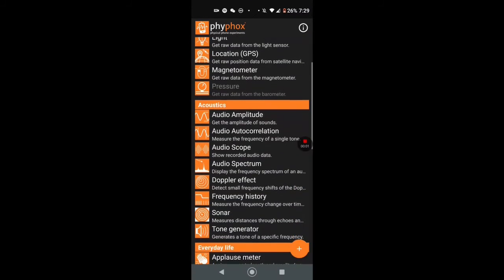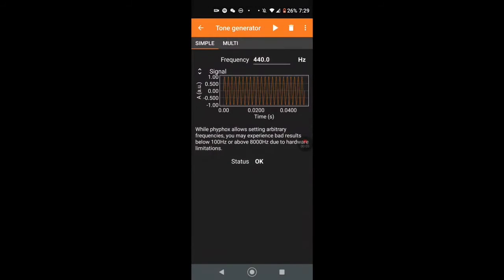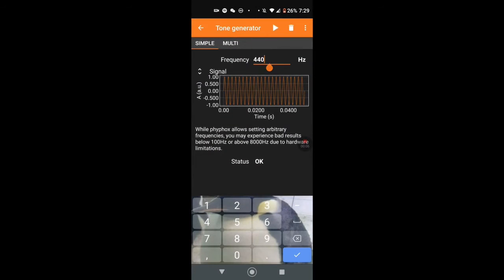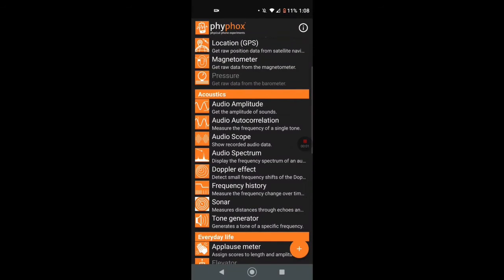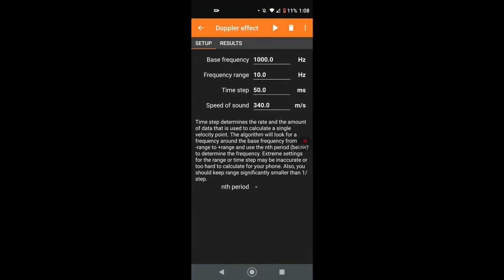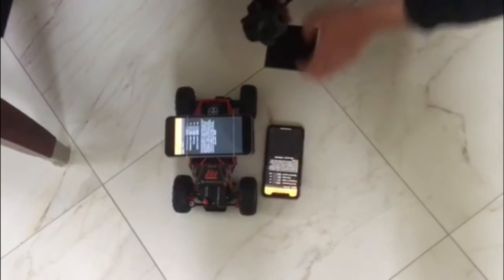In part 2, the phone that was previously doing nothing on top of the cart will be used to generate a specific tone of a specific frequency using the tone generator in Firefox. The other phone that was used to determine location and speed will now be used to determine the frequency of both the tone generated and the frequency of the car as it is rolling on the ground. On top of that, you'll also need another phone that is some distance away from the remote control car. And this phone will also be using the Doppler effect sensor.